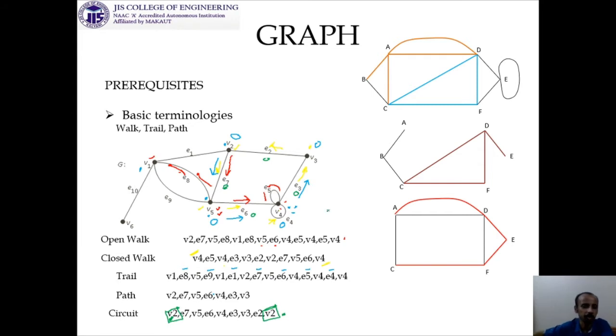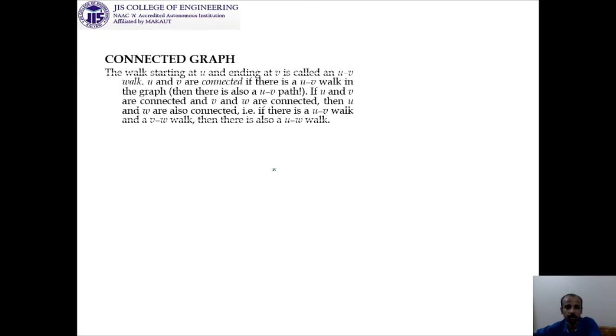So these basic terminologies related to walk, trail, path, circuit are important for our prerequisite discussion of this topic. So let us move forward. Now we are going to start connected graphs. Before going to the deeper discussion and definition, we must have some clear idea of its pictorial representation. What is stated over here?